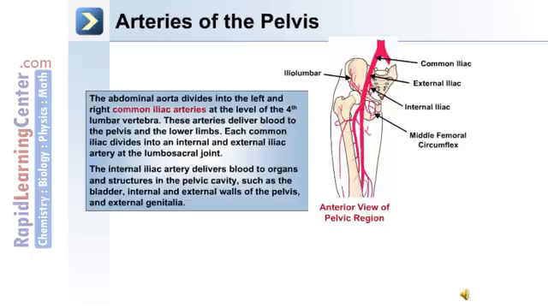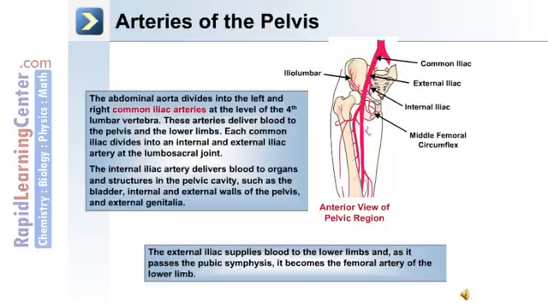Each common iliac divides into an internal and external iliac at the lumbosacral joint. The internal iliac delivers blood to the organs and structures in the pelvic cavity, such as the bladder, internal and external walls of the pelvis, and the external genitalia. The external iliac artery supplies blood to the lower limbs, and as it passes the pubic symphysis, it becomes the femoral artery of the lower limb.